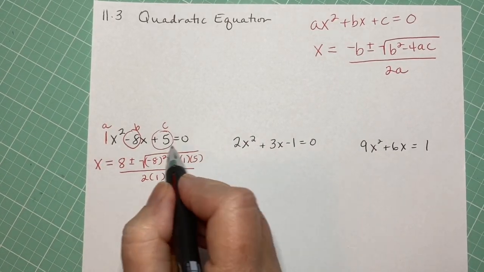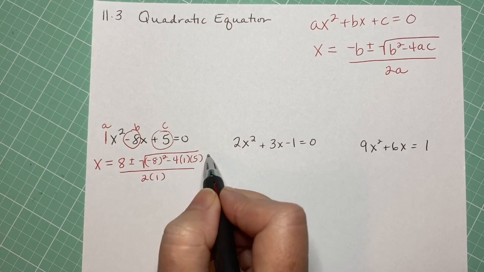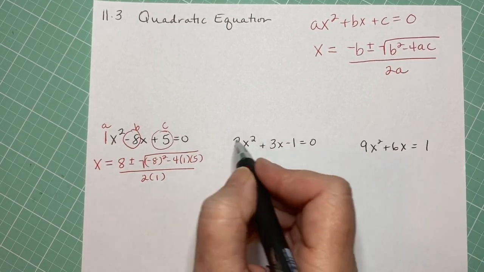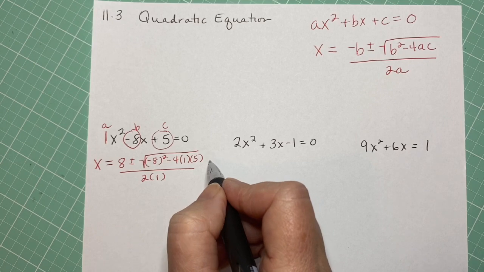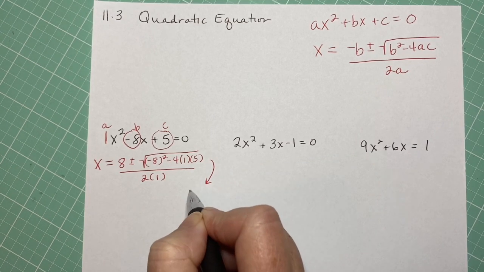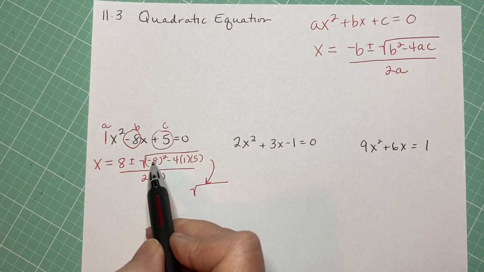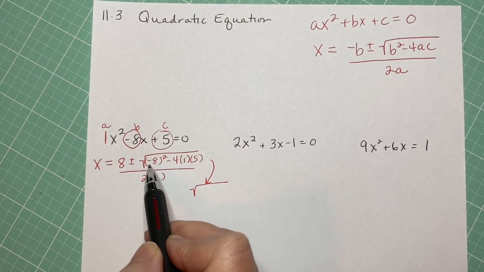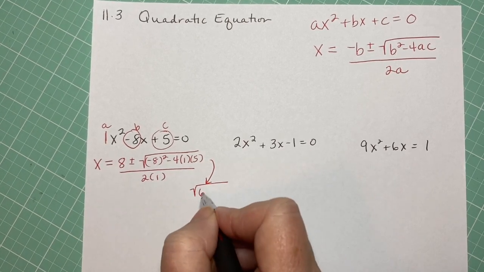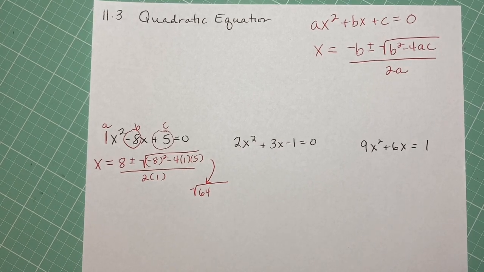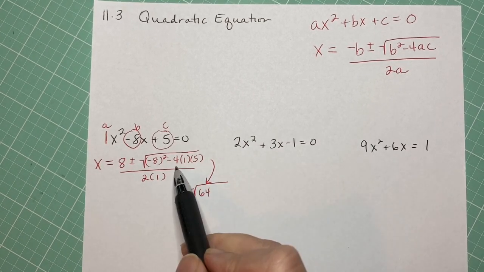Now the hard part of this is simplifying this square root. So we're going to go off and simplify this square root. We're looking at just this square root. Negative 8 squared is 64. The biggest mistake people make on these is their sign.